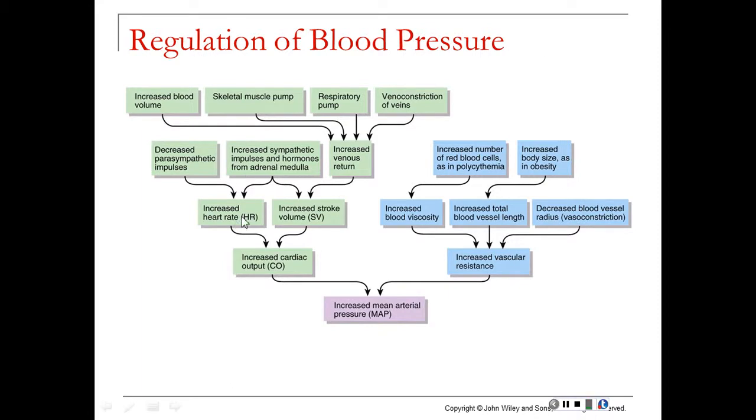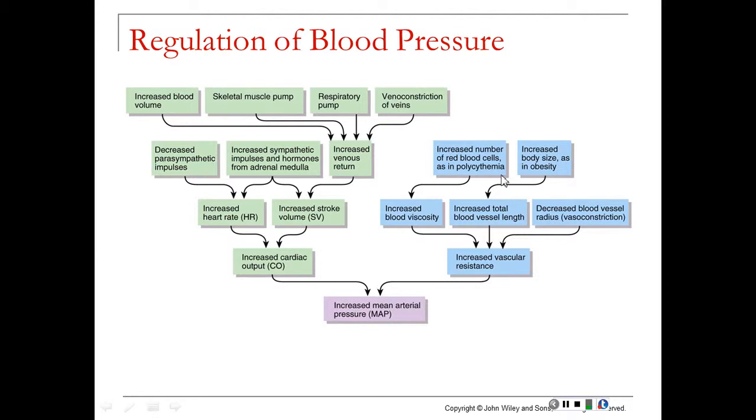That is going to lead to increased heart rate as well as increased stroke volume. That's kind of like sympathetic innervation there. With sympathetic innervation, you're going to get a decreased parasympathetic innervation. That's also going to cause increased heart rate and increased stroke volume. So ultimately, that's going to increase your cardiac output.